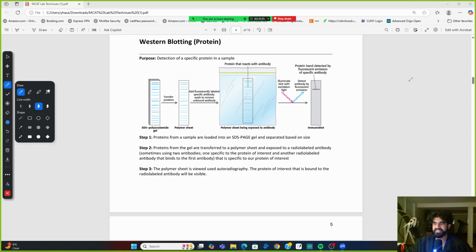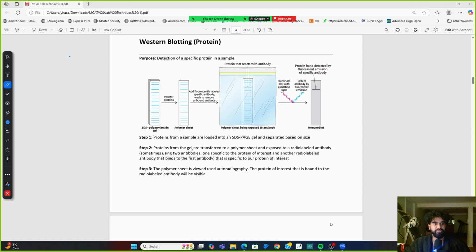Okay. This is a detection of a specific protein in a sample, right? So we have proteins that are loaded onto an SDS-PAGE gel, and they're separated based on size. Then the proteins from the gel are transferred onto a polymer sheet and exposed to a radio-labeled antibody, one specific to the protein of interest, and another radio-labeled antibody that binds to the first antibody. The polymer sheet is viewed using autoradiography. The protein of interest bound to the radio-labeled antibody will be visible.